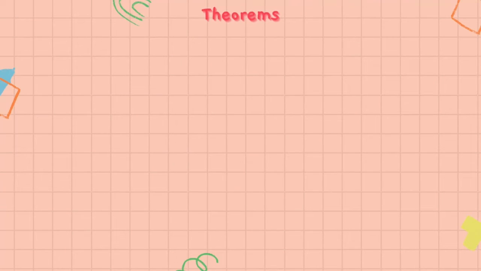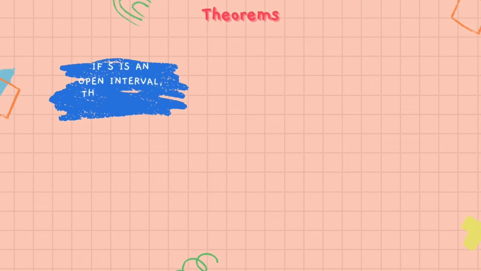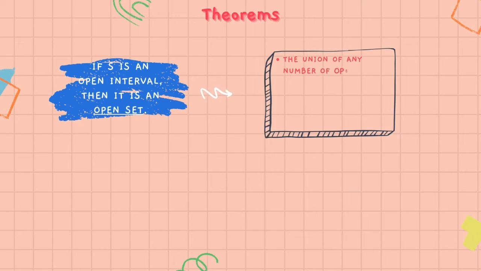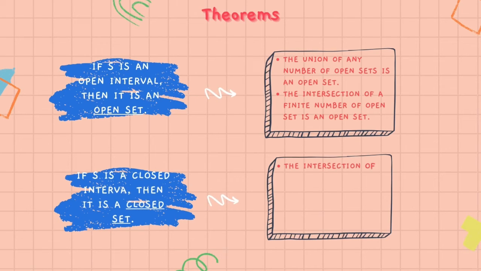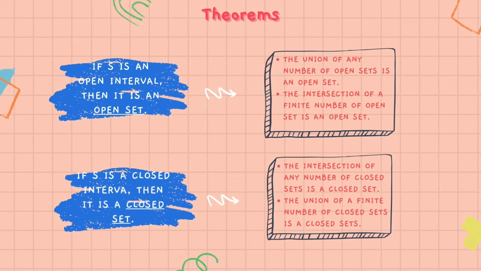In this subtopic, there are a few theorems that we need to know. The first one, if S is an open interval, then it is an open set. The union of any number of open sets is an open set, and the intersection of a finite number of open sets is an open set. Next, if S is a closed interval, then it is a closed set. Thus, the intersection of any number of closed sets is a closed set, while the union of a finite number of closed sets is a closed set.